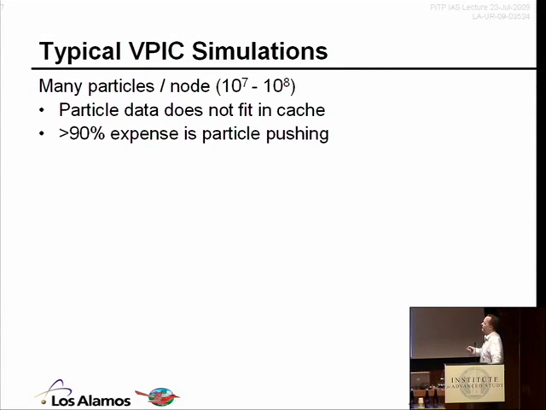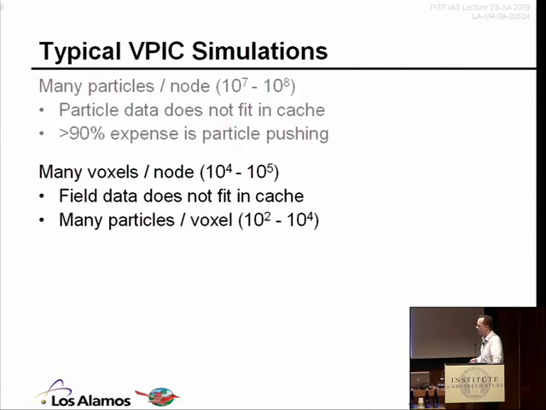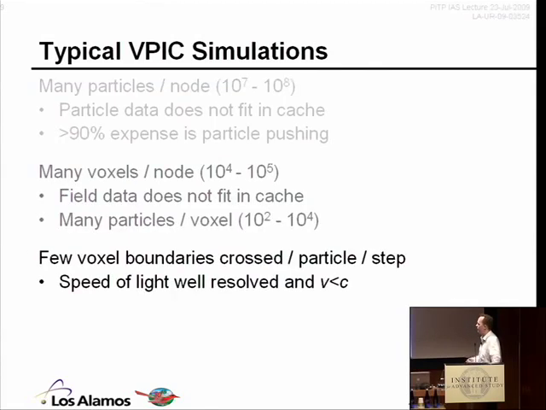First, we typically have many particles per node, and this will be on the order of 10 to 100 million particles. As a result, particle data can't fit in any level of the cache hierarchy that exists within memory, and over 90% of the expense in VPIC is spent pushing around particles, doing that integration I showed before. There are also many voxels per node, on the order of 10,000 to 100,000 or so. As a result, none of the field data can fit in any level of the cache either, and a simple division says typically people are running 100 to 10,000 particles per voxel for these simulations, depending on how much phase space resolution they need for their phenomenon of interest.